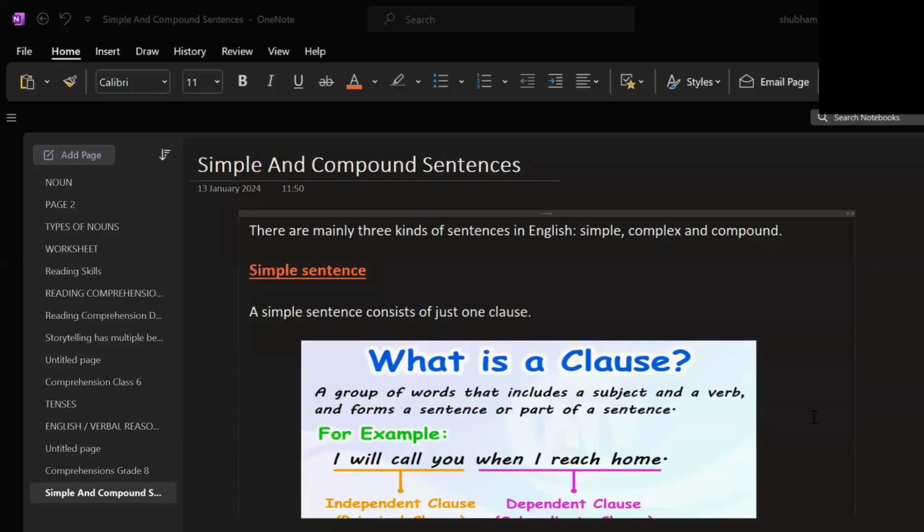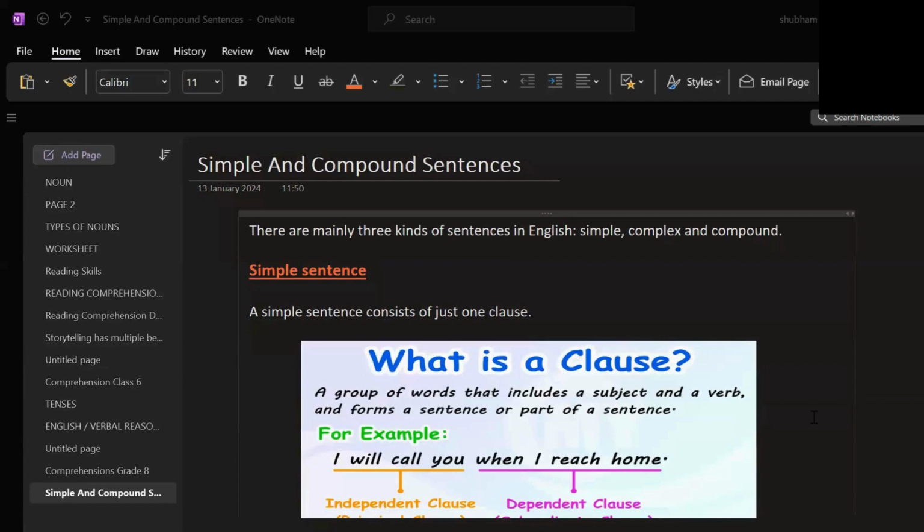Okay, so Aris, first I'm going to ask you a basic question. How many types of sentences are there? Three. Yes. So can you name those three types of sentences? Simple, complex, and compound. Yeah. So there are three types of sentences: the simple sentences, complex sentences, and compound sentences.